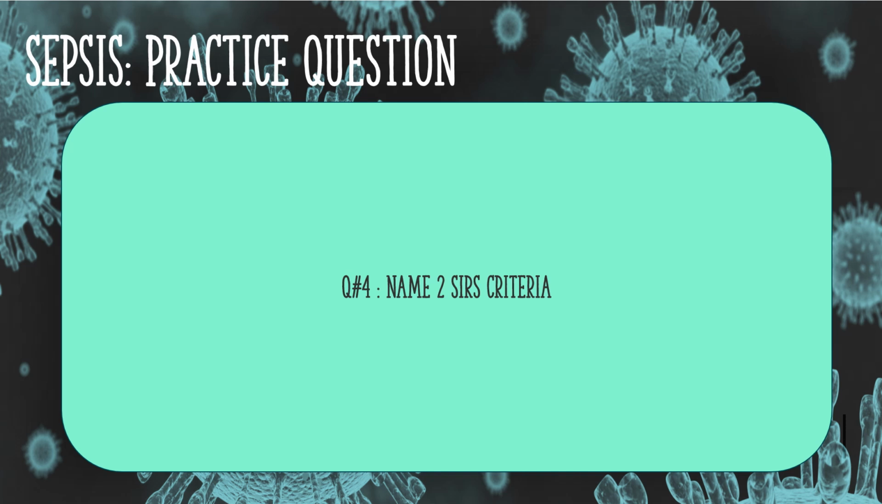Question number 4, name 2 SIRS criteria. All right, so you could list any of them. It could be pulse, respirations, temperature, blood pressure, white blood cell count, any of those SIRS criteria, they would fit in here for question number 4.